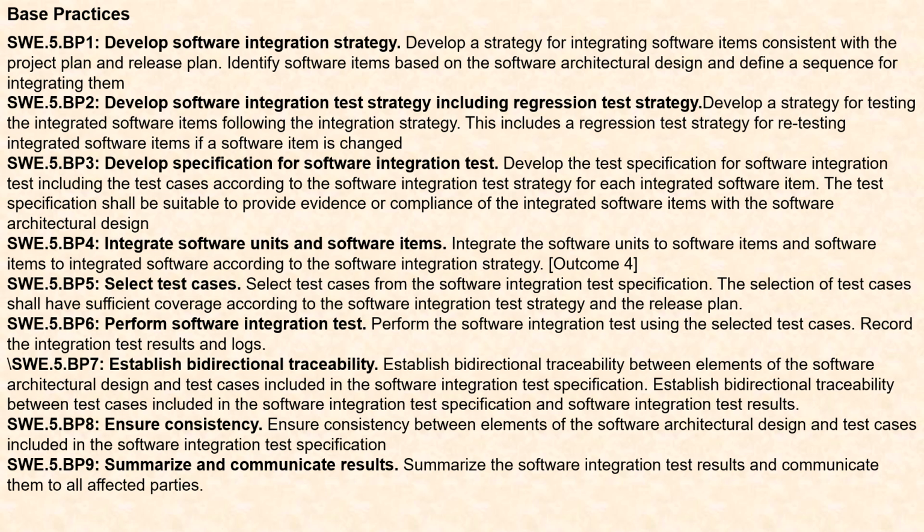All right, so this includes the regression test strategy for retesting integrated software items if at all a software item is changed. So understand this, if at all a software item is later changed in the later process, only then this regression test strategy comes into picture. Next comes develop specification for software integration test. So what is a test specification? Develop the test specification for integration including the test cases according to the software integration test strategy for each integrated software item.